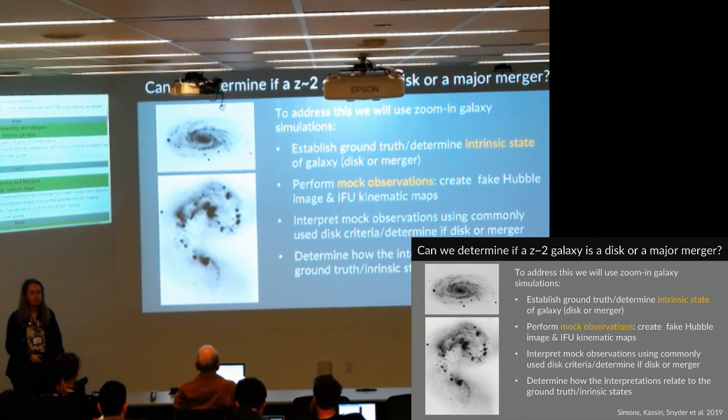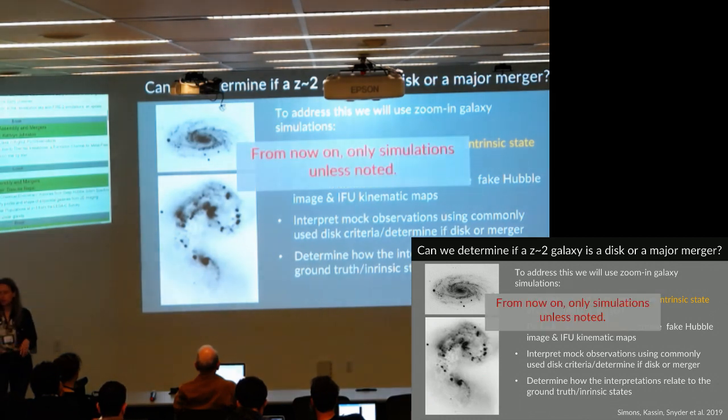And then finally, we're going to see how those interpretations relate to the ground truth. Are we seeing disks for disks, mergers for mergers, or is it a little more complicated? From now on, unless noted, all the plots will be the mock observations.